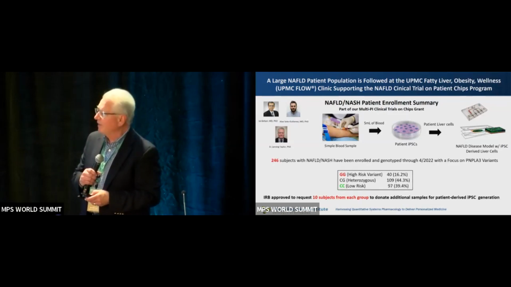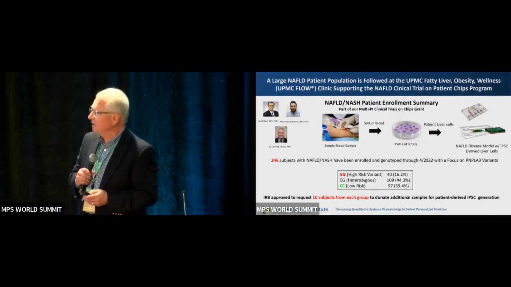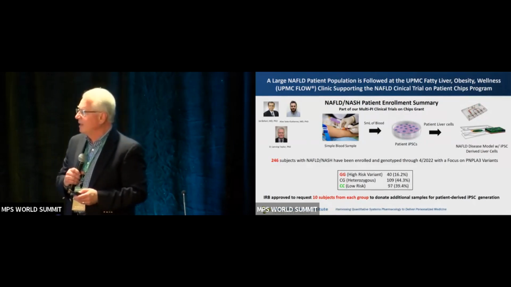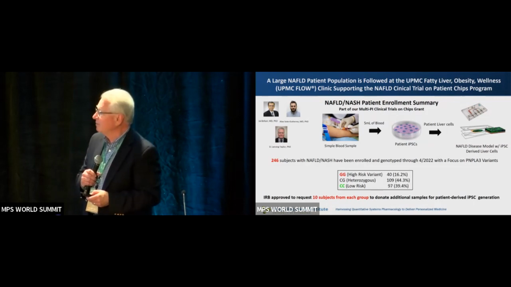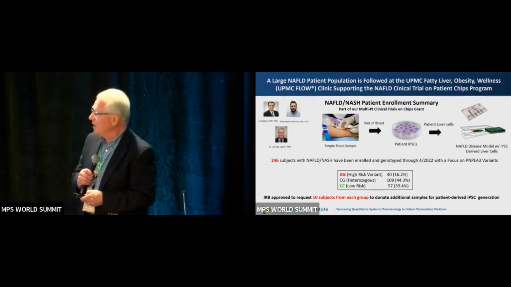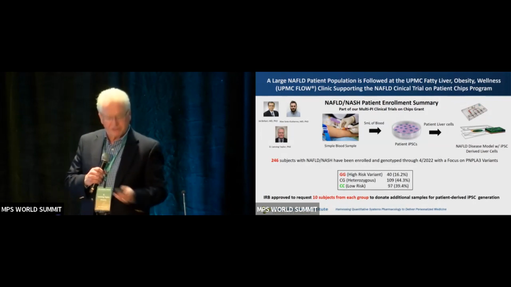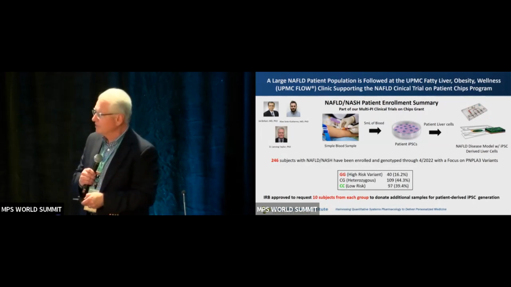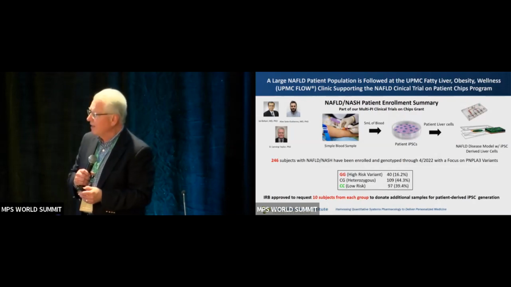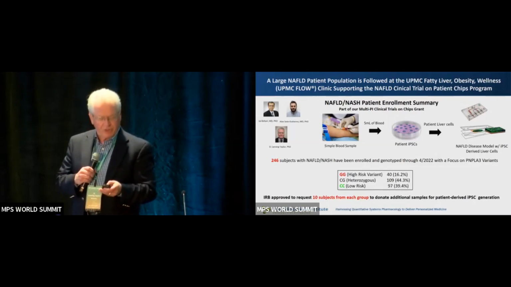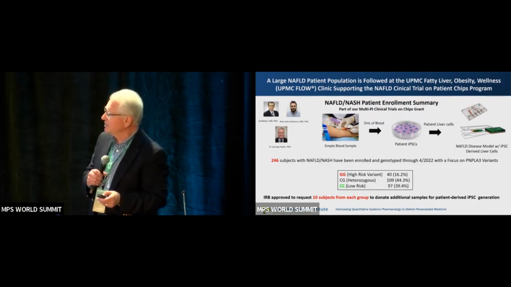So far, we've had 246 subjects with NAFLD NASH that have been enrolled in the program, and they've been genotyped. And this is just through April of this year. And again, we're identifying all of the variants, but experimentally, we're focusing on the PNPLA3 variants. We have the high risk variant and the low risk variant, and that's what we're focused on now with the early work on the iPSCs.